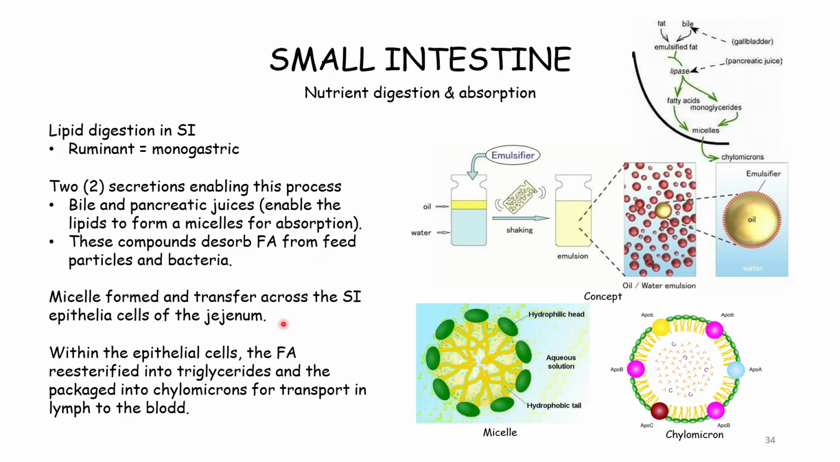Micelles are formed and transferred across the small intestine epithelial cells of the jejunum. Within the epithelial cell, the fatty acid is re-esterified into triglyceride and packaged into chylomicrons for transport in lymph to the blood. As you can see here, this is biochemistry, meaning the chemical reactions happening inside the body for nutrient digestion and absorption through the small intestine.